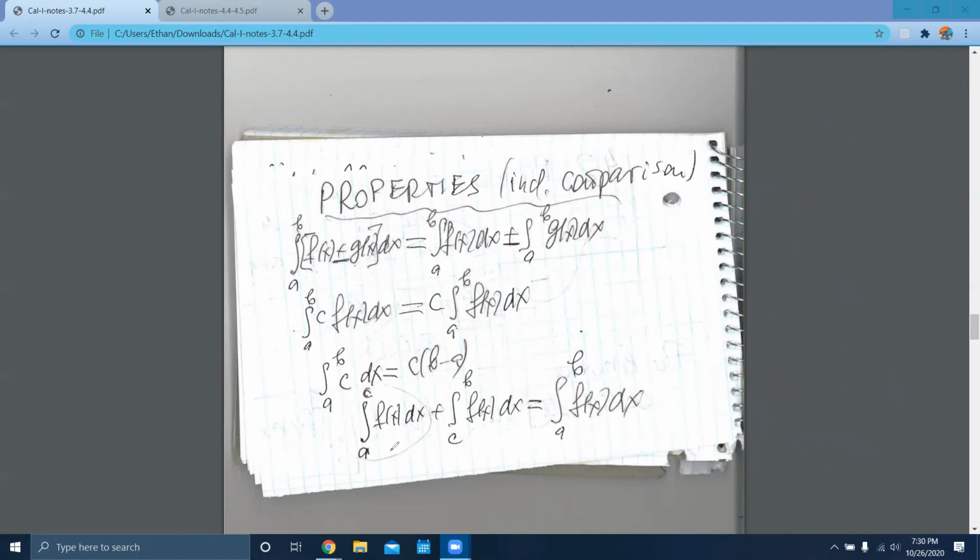And lastly, we have the integral from a to c of f of x dx plus the integral from c to b of f of x dx is the same as the integral from a to b of f of x dx. And this makes sense. If we have an interval here, we're going from a to c, then c to b. So a to c, c to b. If we take the integral at these two separate points, and then we add those two integrals together, it's going to give us the total over this entire area.